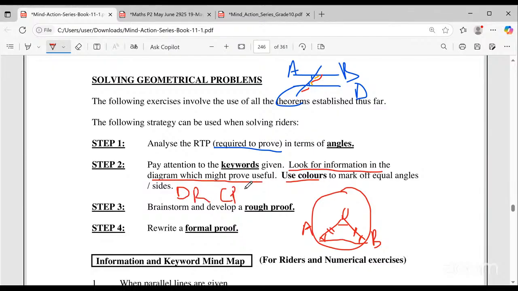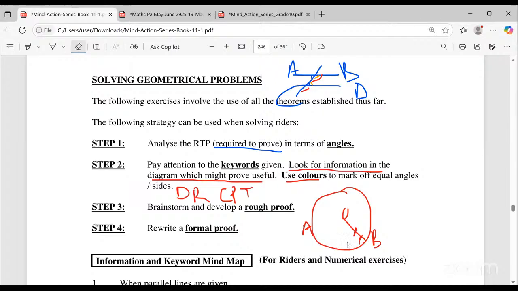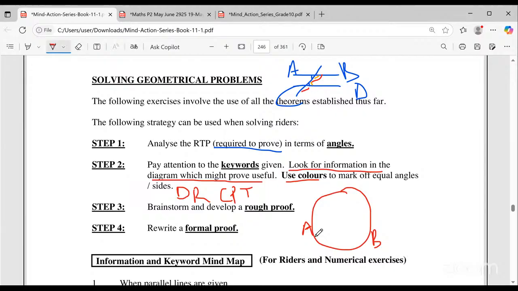DRCPT. I will emphasize it again. What does this mean? D-R-C-P-T. You first look on your diagram whether there is a diameter. If there is a diameter, you know that theorem that involves a diameter, which is angle in a semicircle. If there exists some diameter, let's say this is our diameter, then you know that this angle will be 90 degrees, reason being angle in a semicircle. Then you are done with that.